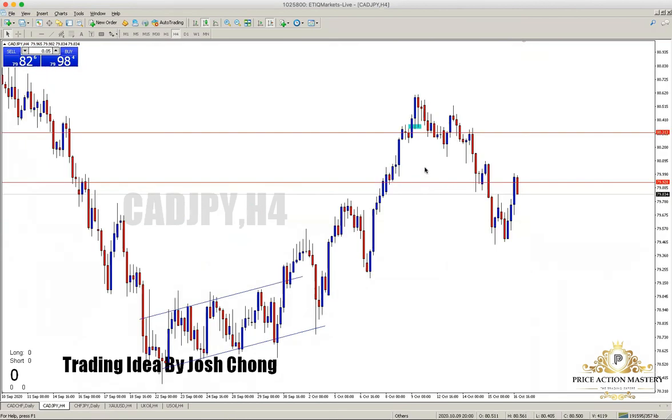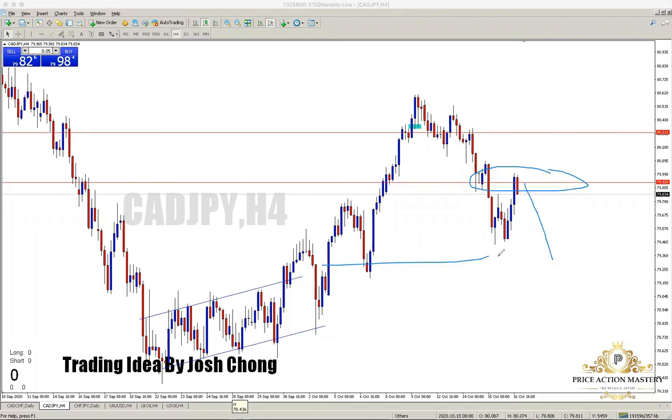CAD yen, okay, very good. So we can see downside exposure. Over here we can look for sell, sell until this support area.